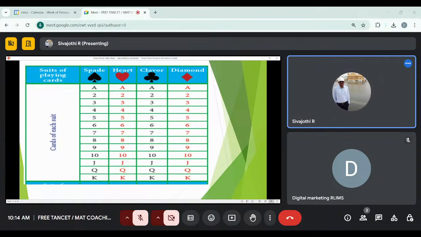It's clear. I hope everyone is following and it's very clear. So this is the way to find the probability for cards. Okay, playing cards. We'll go for the next.